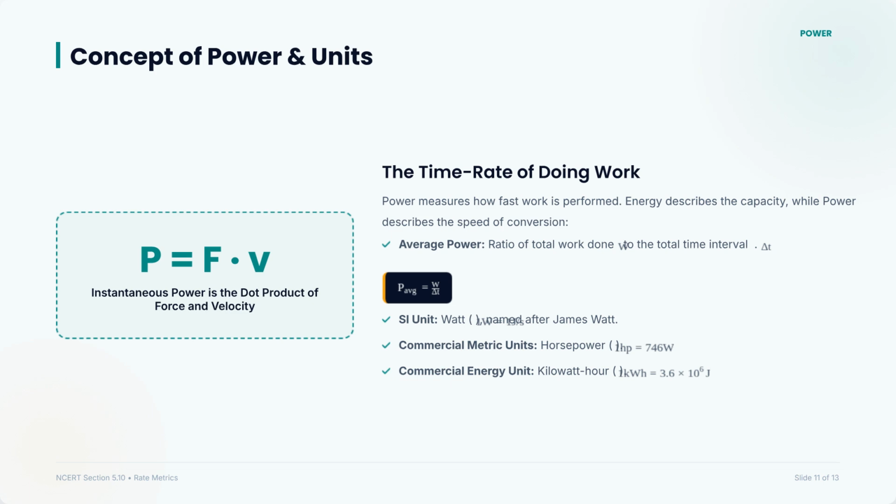Power quantifies the rate at which work is performed. Instantaneously, power is the dot product of force and velocity. We also look at common units for power and energy, such as the watt, horsepower, and the kilowatt-hour.